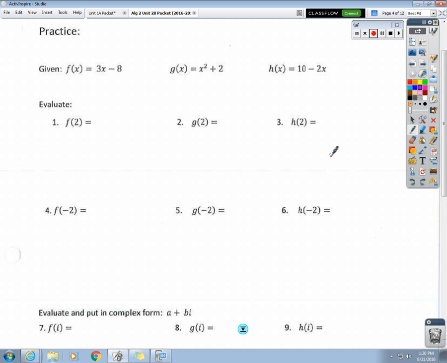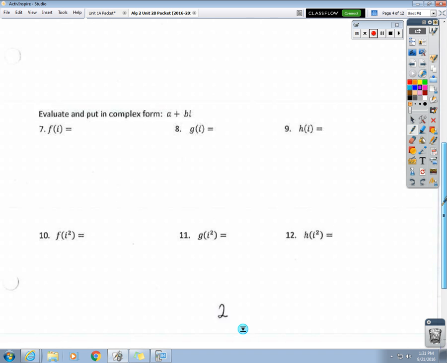Pay attention, guys. On the next page, you'll notice that you have three different functions: f of x, g of x, and h of x. So when you're doing these 6 problems, you have to pay attention to which function they're wanting you to plug into. Like in number 1, they're wanting you to replace the x in which function? Right, look, f of 2. That means you use this function, 3x minus 8, and you replace it with the 2. Had it said g of 2, you would have been plugging the 2 into the g function. Does that make sense? Yeah.